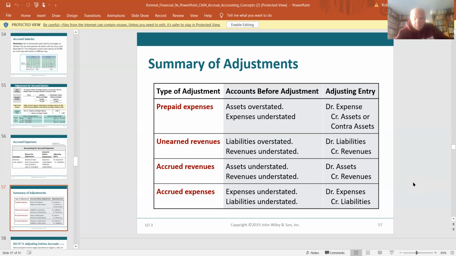And then what do we accrue? We accrue revenues, mostly in the form of interest income if we've loaned money to people, or we have a whole bunch of accrued expenses.